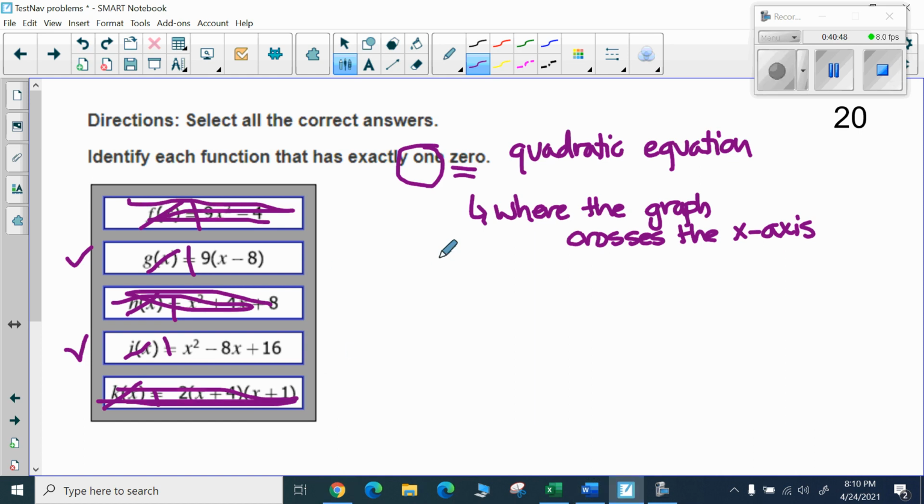So the whole key to this type of question is knowing what do they mean when they say zero. All right, so a zero is where the graph crosses the x-axis, not the y-axis, the x-axis.